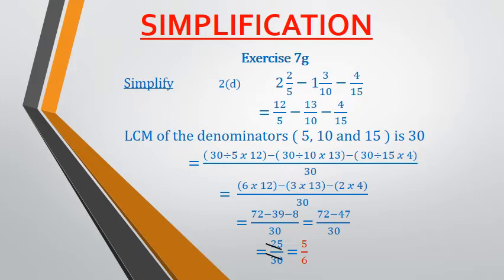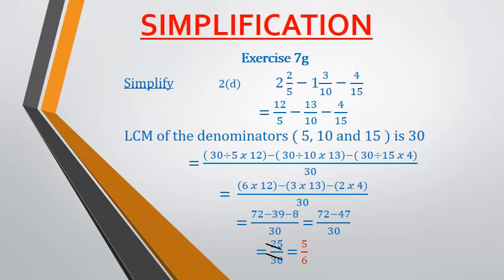So when we add 39 and 8, we get 47, and now we will subtract 47 from 72. So 72 minus 47 upon 30. And what do we get? We get 25 by 30.